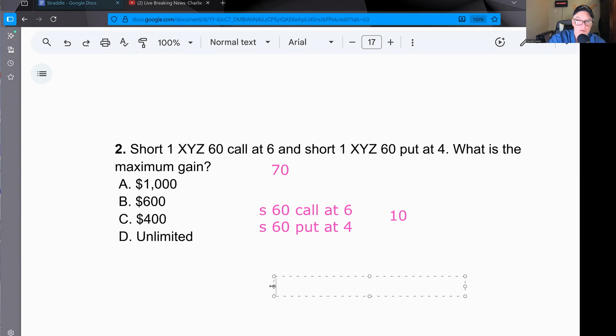Subtract from the put 50. And I want it inside the range. So now I want it inside the range. So it's short straddle stability.